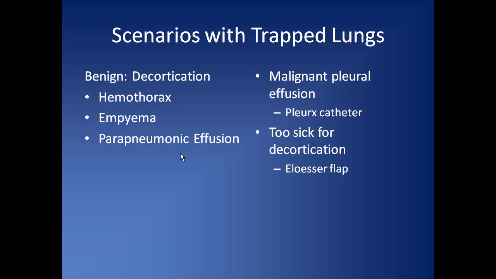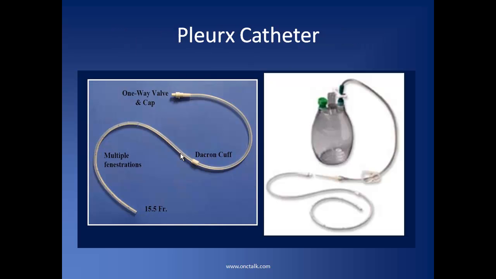But what happens is, whatever the etiology is, the lung forms a protective shell. Imagine like an orange peel, okay? And it's not going to expand no matter what you do. There's something mechanically keeping the lung from taking up the space. So a hemothorax can cause that, empyema, parapneumonic effusions, malignant effusions, which in those cases we put a Pleurx catheter. And if they're too sick for a decortication, we do something called an Eloesser flap. And I'm going to go into each one of those to explain them to you.